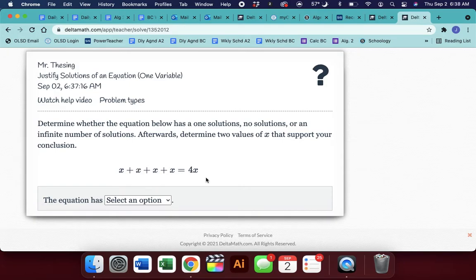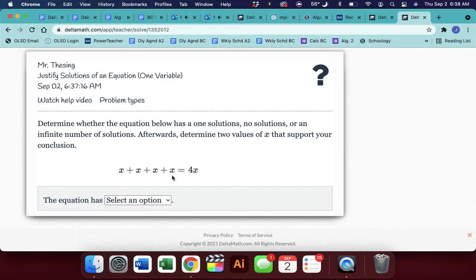And what is on the right? 4x. When would 4x equal 4x? Or when would 4 times a number equal 4 times the same number? Always, right? It doesn't matter what number you plug in. If you add that number 4 times, you're going to get 4 times that number.